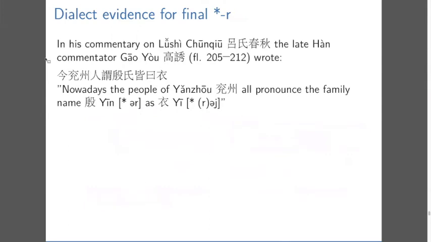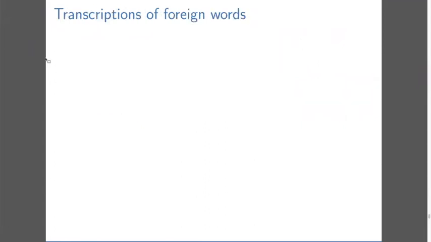And then last but not least, in these kind of explicit philological discussions, one of the best examples of dialect variation in Old Chinese discussed by Baxter and Sagart is that R changes to N in the West and R changes to Ya in the East. And here's an example. Nowadays, the people of Yanzhou all pronounce the family name Yin as Yi. So they pronounce R as Ai.